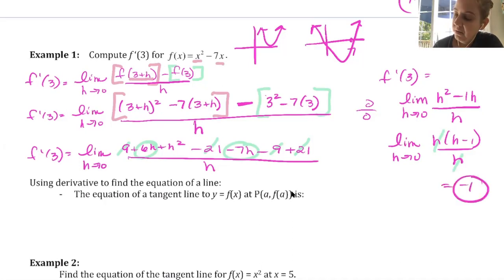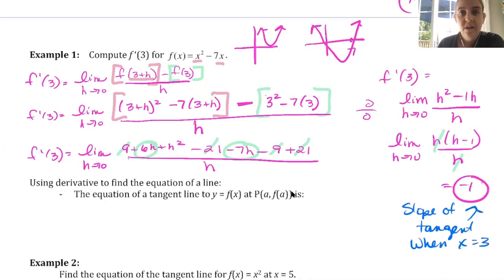Let me just double check here real quick. That is perfect. That is the correct answer. What is it that we found after this long algebra problem? It is the slope of the tangent line when x equals 3. That's what you just calculated. Now, eventually we're going to have a more efficient way to do that, but right now this is what we know.